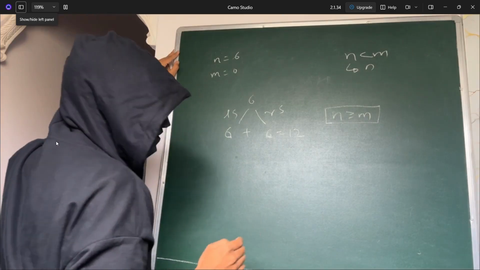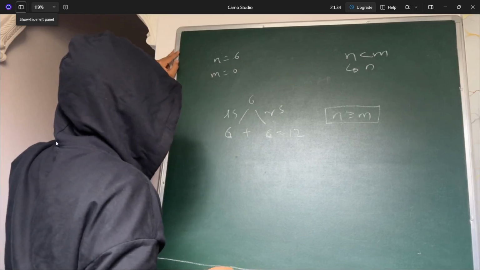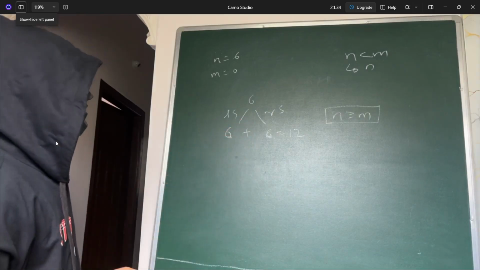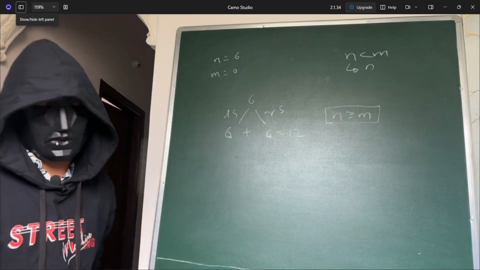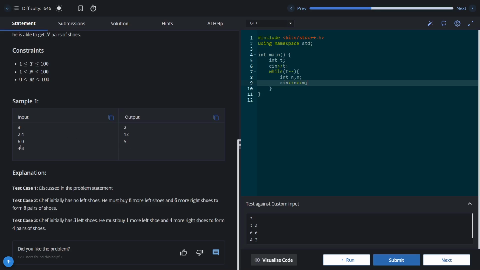They are not asking how many pairs of shoes he needs to purchase. They are asking just how many shoes he needs to purchase. A left shoe is treated as one shoe and a right shoe is treated as another shoe. So in this case, our answer is 12, which is correct.